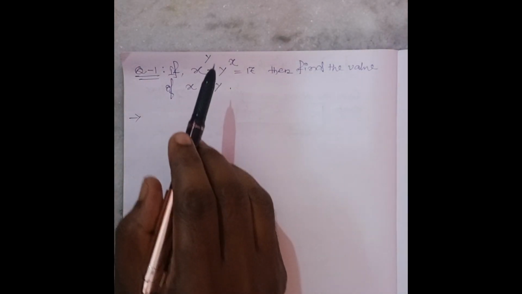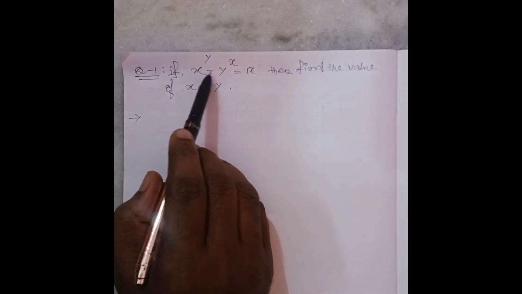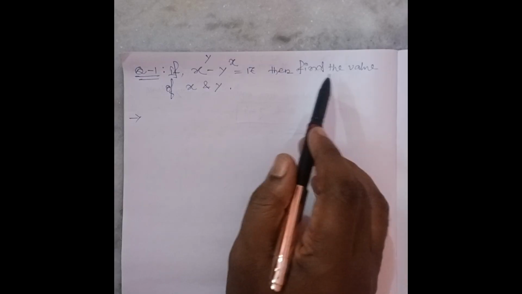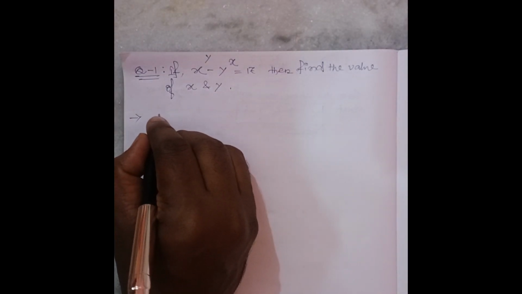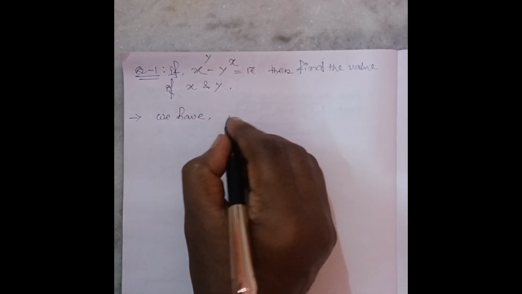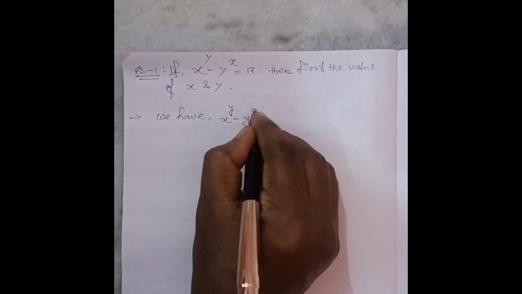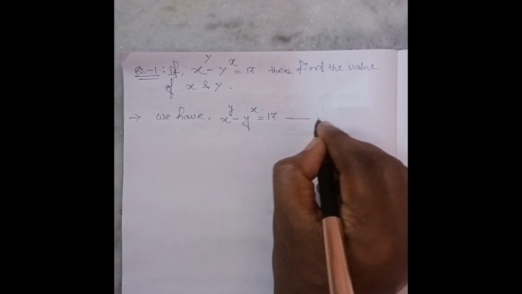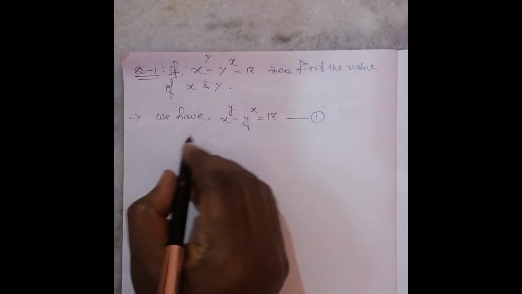So guys, we have a question. If x to the power y minus y to the power x is equal to 17, then we have been asked to find the value of x and y. Okay, so we have x to the power y minus y to the power x is equal to 17. Let's say this is our equation number 1.